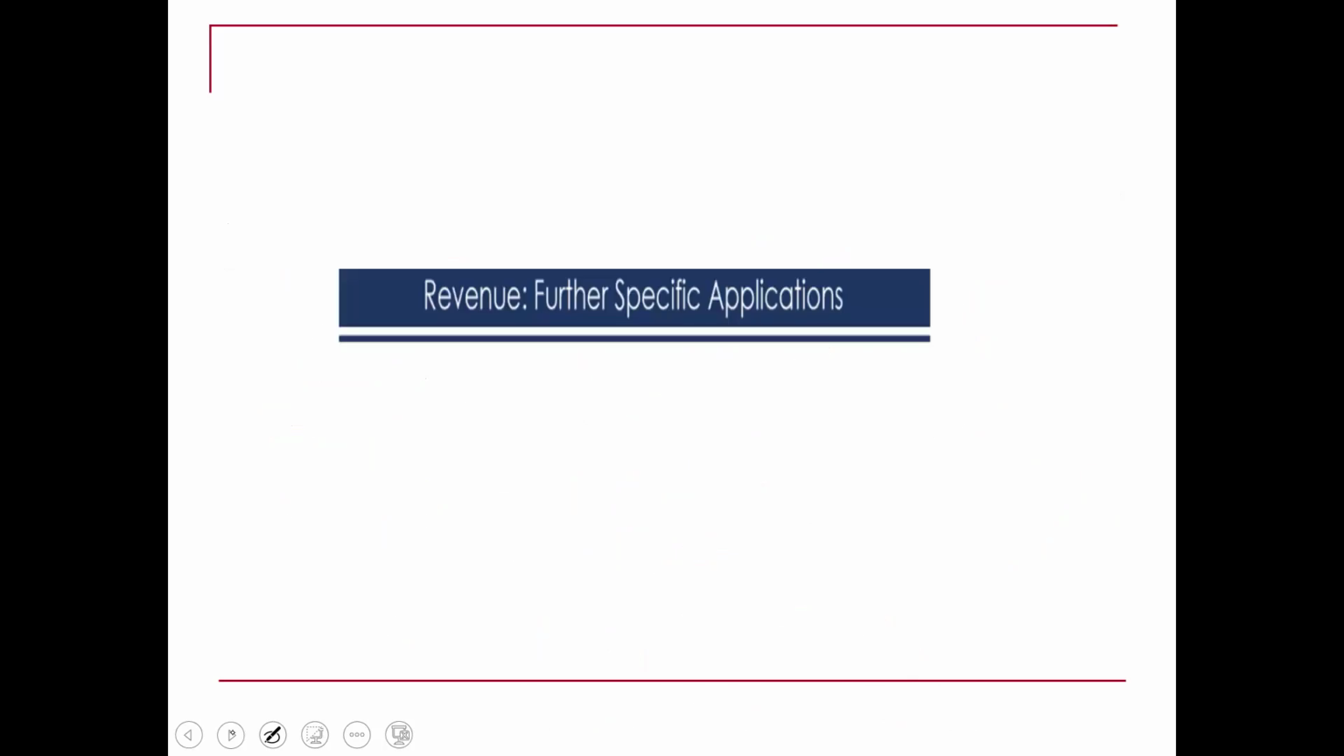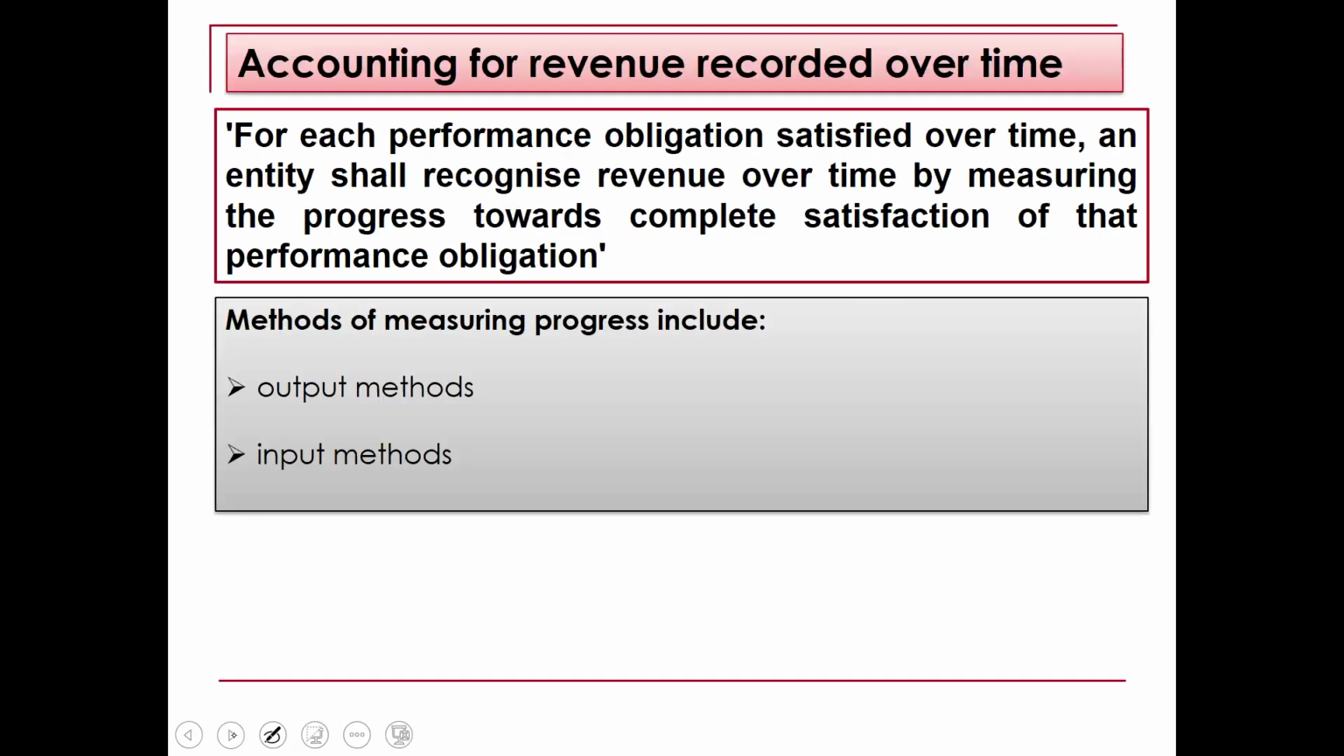Okay, so let's move on to further specific applications. There are a number of applications of this standard in relation to revenue. We are not going to look at all of them. We are going to look at the other specific applications in the later modules. But for now, this is what we want to cover: how we account for revenue recognized over time. The example that we have used is in its simplest form. In reality, recognition of revenue over time is a bit more complicated than that. So that's what we want to look at.